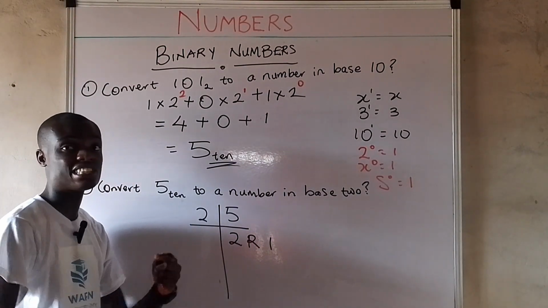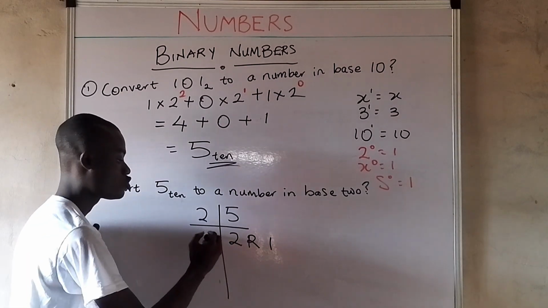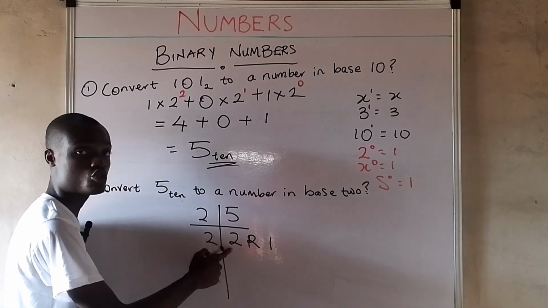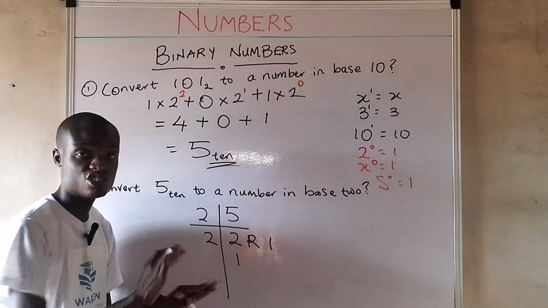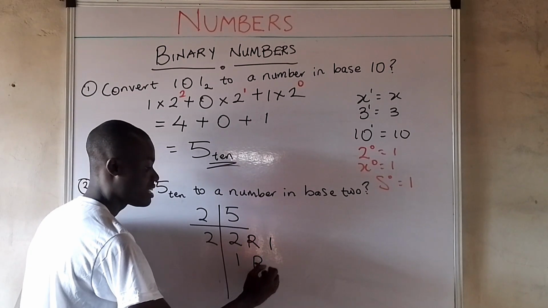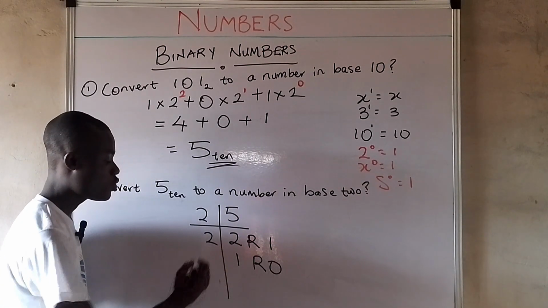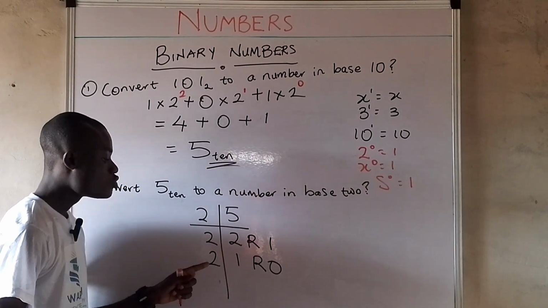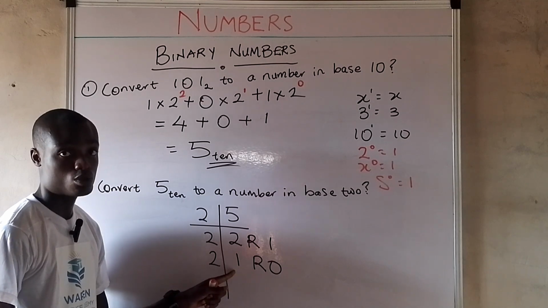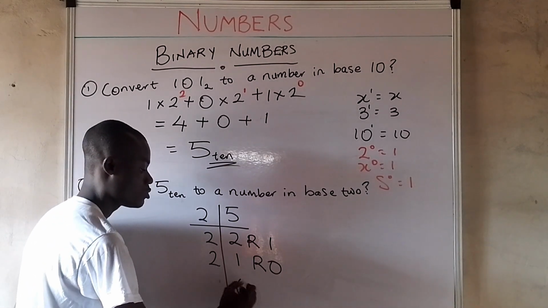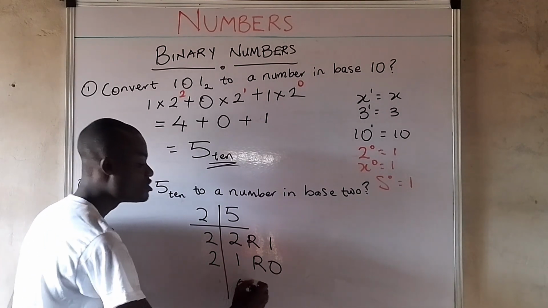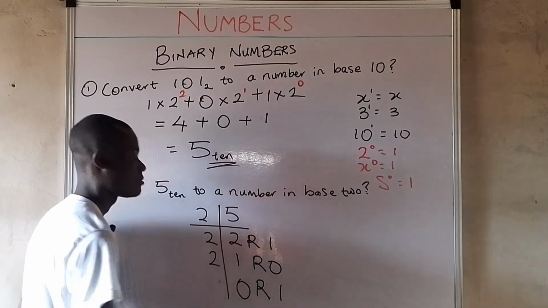Next, we divide again because it is a continuous division. 2. Next, 2 can divide 2 once without remainder. So that becomes 1 remainder 0. Next, we go again. 2 cannot divide 1. It is not possible in this case. So this becomes 0. Since it did not divide 1, it will be remainder 1.